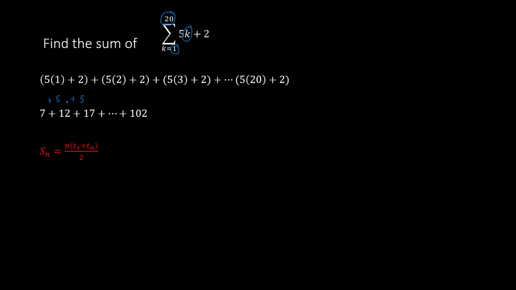So now to find the sum, I can use the formula, plug in everything I know. N is the number of terms that we have, and we know we're going from 1 to 20 for the terms, so we have 20 terms total. So N would be 20. T1 is the first term, which is going to be the 7. And then Tn is the last term, which is 102. Plug everything in. I have 20 times 7 plus 102 over 2. And I solve that. I'm going to get 1090.